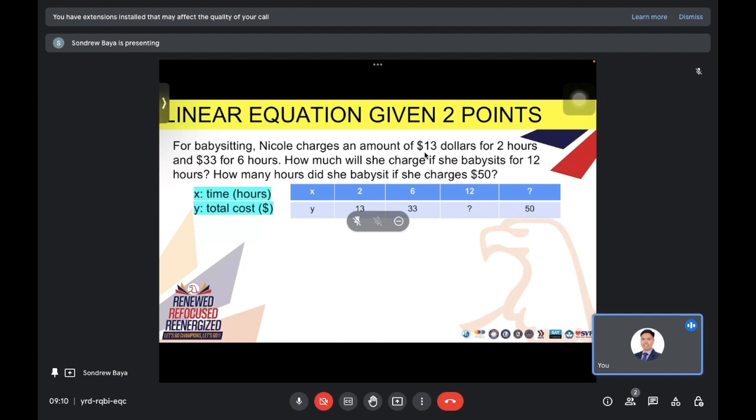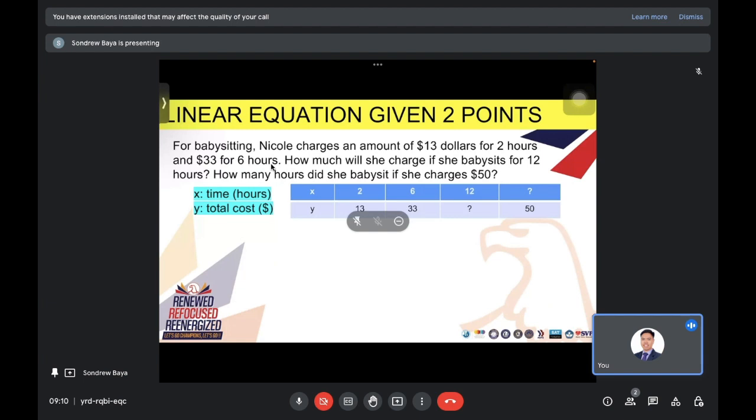If you try to find the rate by dividing 13 by 2 hours, you might say Nicole's rate is about $6.5 per hour, because 2 hours is 13, so half should be 6.5. That might be your prediction. However, if you look at the second given, $33 for 6 hours, dividing 33 by 6 gives you an amount which is less than 6. This is 5 point something. Hence, the rate is not 6.5.